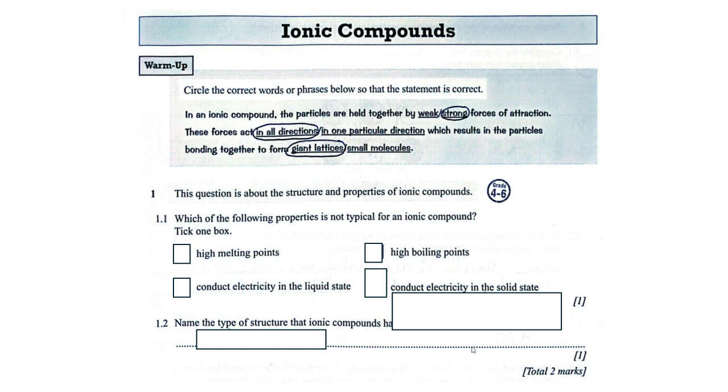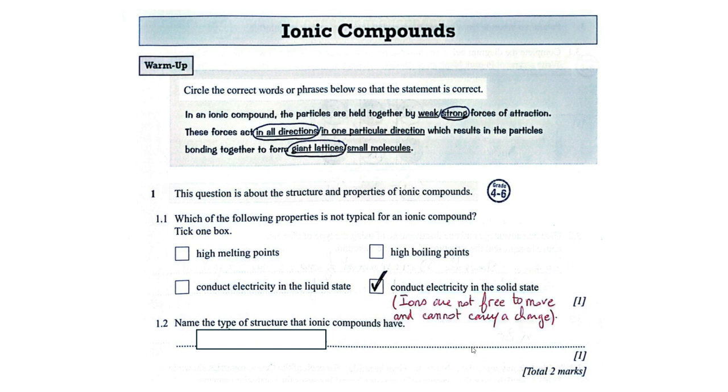Which of the following properties is not typical for an ionic compound? Tick 1 box. Because they have strong ionic bonds, a lot of energy is required to break those bonds. So they do have a very high melting point and high boiling point. They do conduct electricity in a liquid state because the ions are free to move, but they do not conduct electricity in a solid state because the ions are stuck in position. They cannot move around. Okay, so the ions are not free to move, and cannot carry a charge.